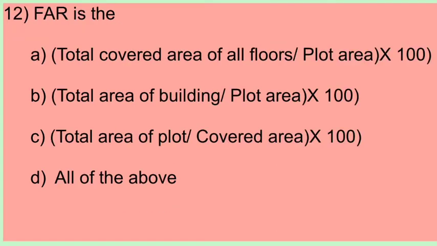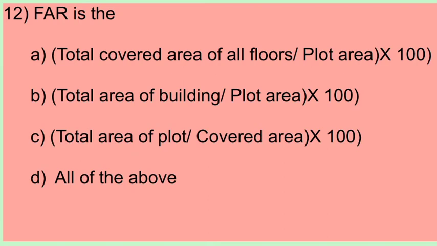12th question. FAR is the total covered area of floors divided by area of the plot into 100. Option B total area of the building divided by area of the plot into 100. Option C total area of the plot divided by covered area into 100. Option D all of the above.